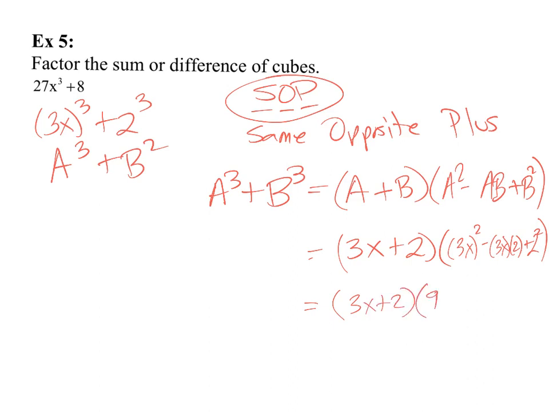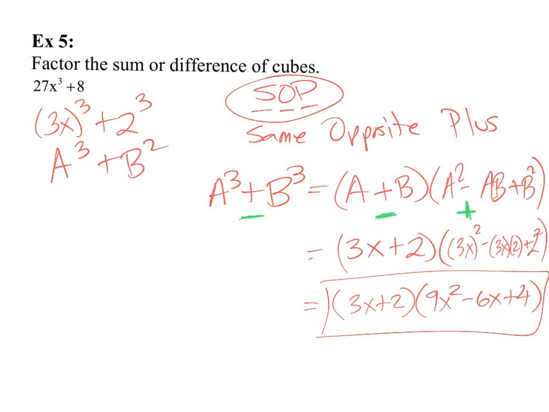So we have 9x squared minus 6x plus 4. All right, that's all there is to it. If it was a difference of cubes, if you had a difference here, then this would be the same, opposite, and then plus. All right, that's all there is to these problems.